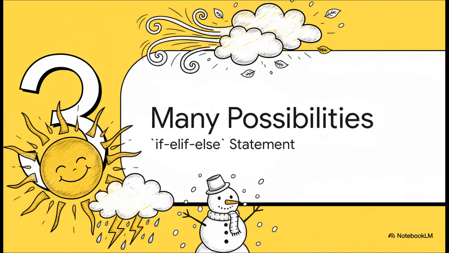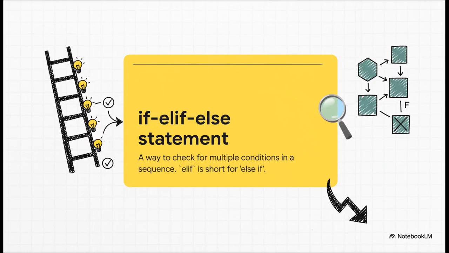Right. But let's be real. Weather isn't just rainy or not rainy, is it? What if it's super sunny? Or what if it's snowing? Or windy? Our simple if-else structure can't really handle all those specific possibilities. We need a way to chain our questions together. And to do that, we use the if-elif-else statement. That little elif is really just short for else if. It lets us build like a ladder of decisions.